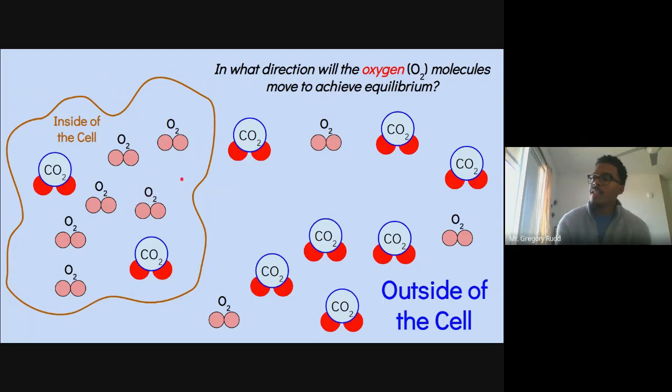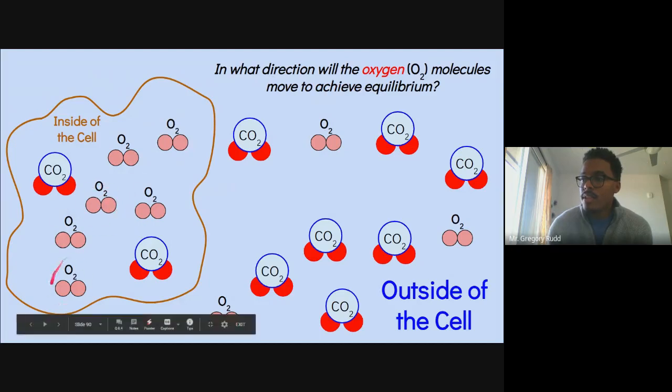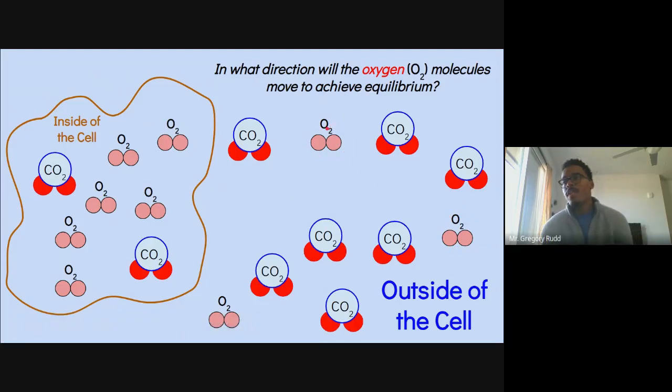Okay, so let's think about this a little bit more. We've got six oxygen molecules inside of the cell. 1, 2, 3, 4, 5, 6. And outside of the cell, it's hard to see this one down here, but we've got 1, 2, 3. So we've got 6 inside and 3 on the outside. In order to achieve equilibrium means that we want the same number on the inside and on the outside. We want them to be equal. So in order to achieve equilibrium, we're going to have to get rid of some of the oxygen on the inside of the cell. That oxygen is going to need to leave and go out here.